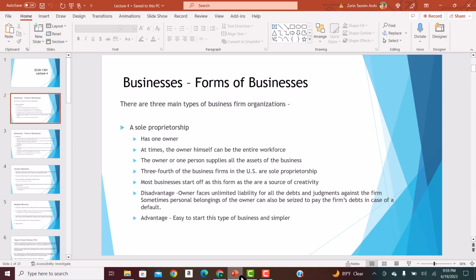Disadvantages include that the owner of the business faces unlimited liability for all the debts and judgments against the firm, right? So let's say against the gas station, I take a loan from the bank.